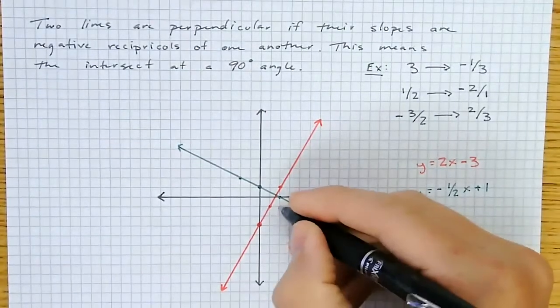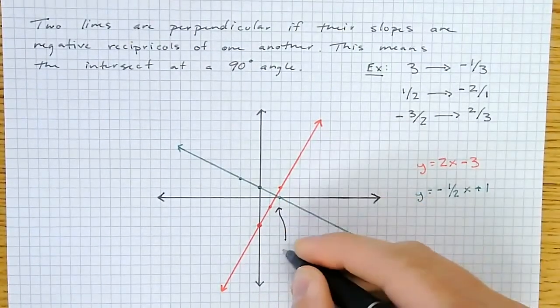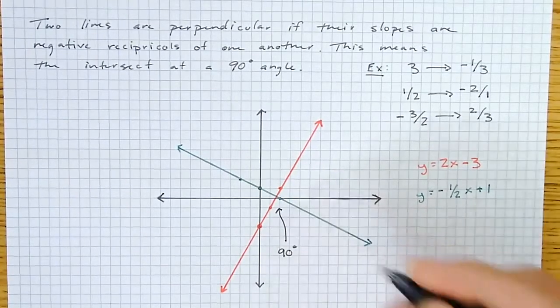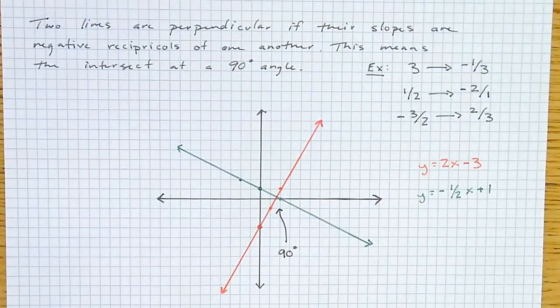Okay, and just kind of drawing an example. In red, y equals 2x minus 3. And then in green, y equals negative 1/2 x plus 1. So if you're drawing on graph paper, it looks nice and neat. However, you should get a 90-degree angle at the point of intersection.